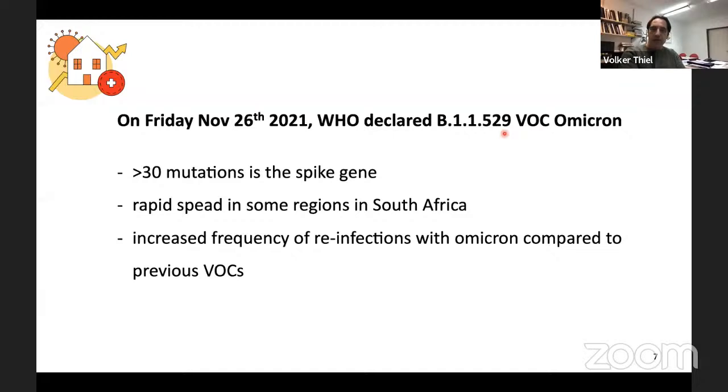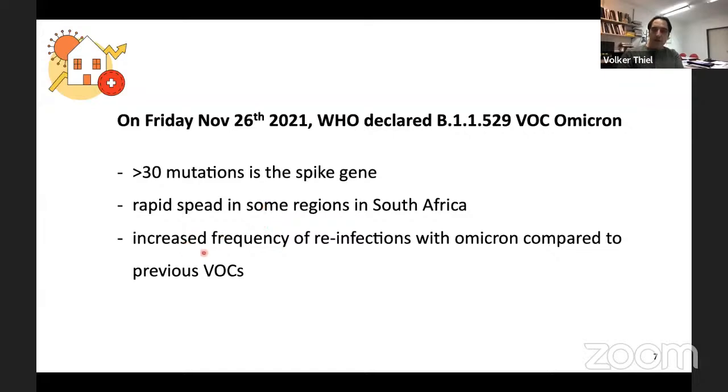So the WHO declared this variant as a variant of concern and named it Omicron on Friday, November 26th in 2021. And because, as we already said, there are many mutations in the spike gene, some of them have been seen before and many of them are unknown. And one important thing was that there was reported a rapid spread in some regions of South Africa, and that appears to continue at the moment. And also in other countries, the virus arrived and seems to be spreading very fast.